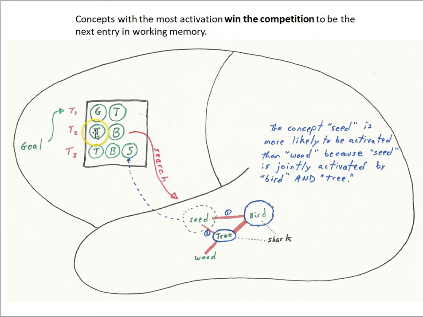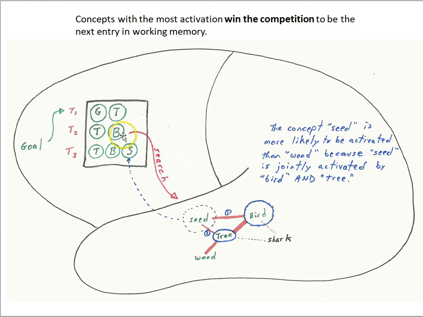So let's take a look at time 2. We had tree and now bird had entered. Well, then now these two become the search cues for memory. So now we've got the concept tree and the concept bird. Well, both are linked to the concept seed. So the concept seed is more likely to be activated than wood because seed is jointly activated by bird and tree. So this gives you a sense of how these association networks might work.